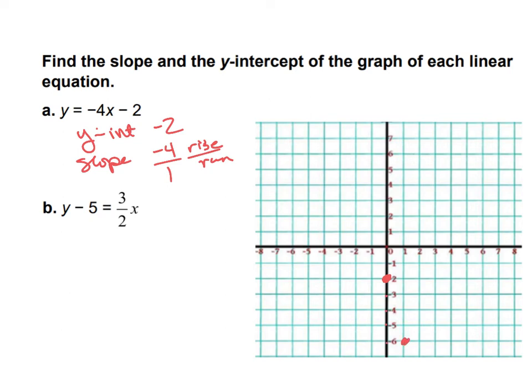Opposite, instead of down and to the right, we're going to go up and to the left. 1, 2, 3, 4, left 1. Have enough points. Draw a straight line all the way through.